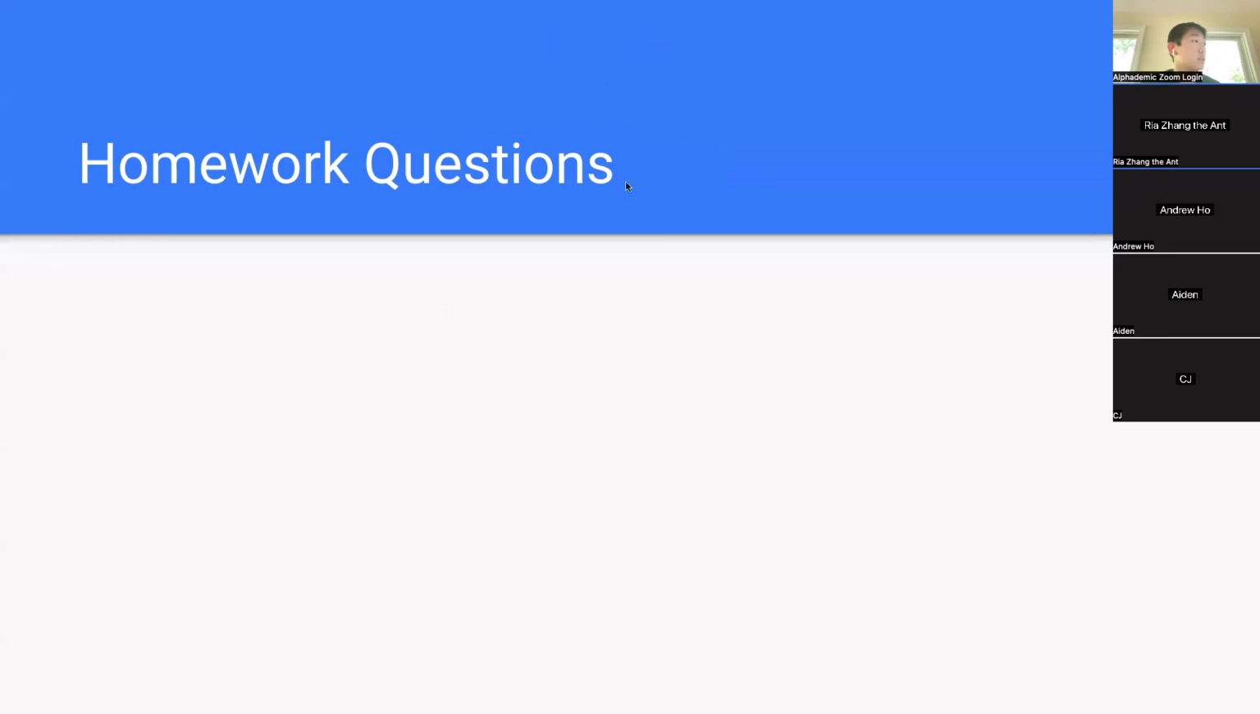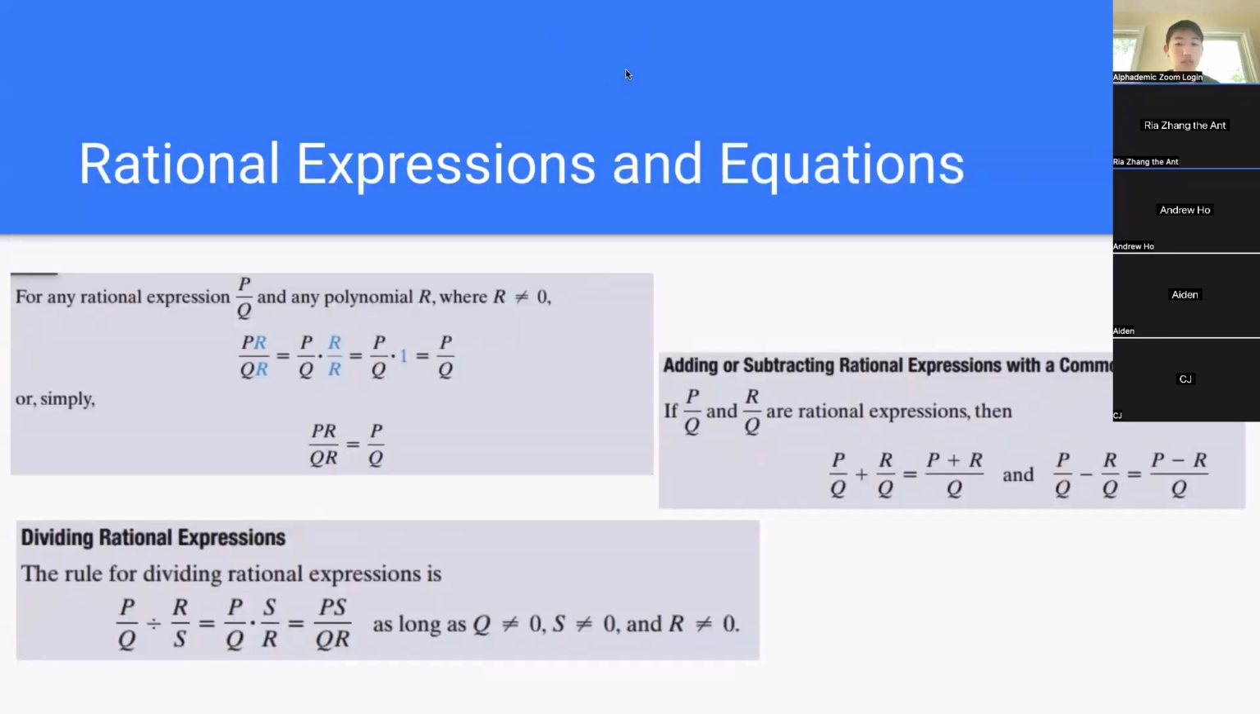Right. I do not see any questions, so I'll keep going. So first off, we're going to talk about rational expressions and equations. Today is probably going to be a lot of rules, formulas, and not necessarily memorization, but just a lot of things to know. And we're going to, of course, go through a lot of examples. So rational expressions and equations. So I think this should be mostly review.